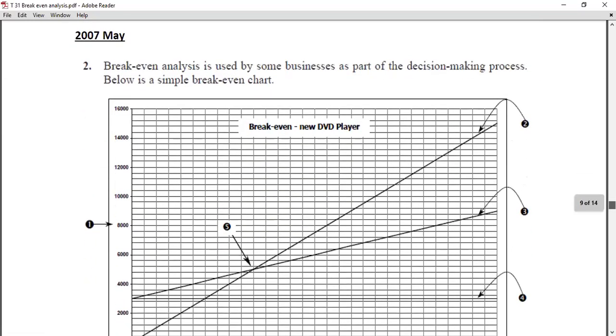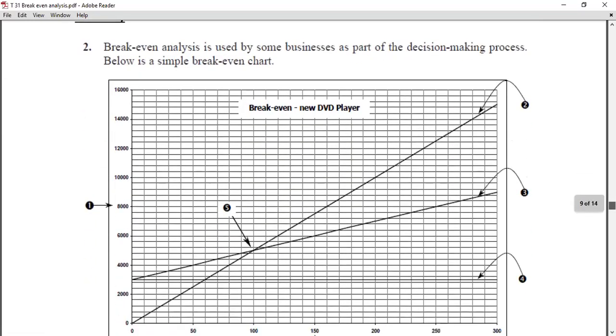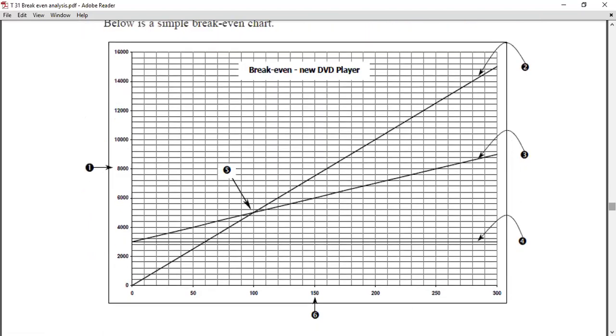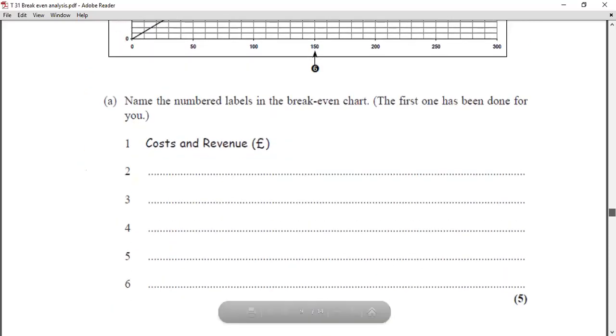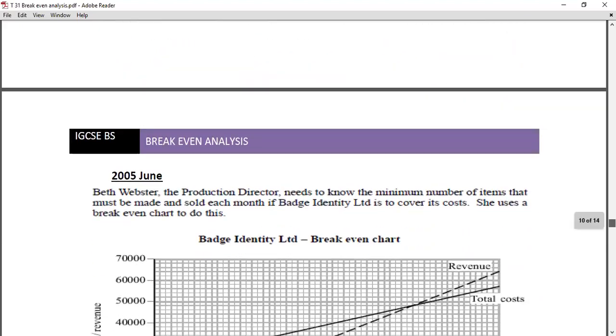The 2007 question we have discussed already, to identify the points of the break-even chart. So here in part 1, number 1 is the total revenue, total cost curve, y-axis. Number 2 here is the total revenue curve, total revenue line. Number 3 here is the total cost curve. Number 4 is the fixed cost curve. Number 5 is the break-even point. And number 6 is the total quantity axis. So altogether 5 marks here to name the points of a chart.